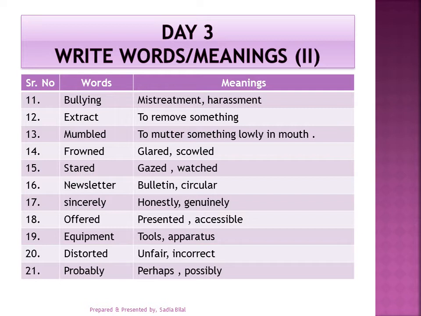Frowned. Frowned means to glare at someone or to have a scowl. A scowl means to have wrinkles or fine lines on your forehead when you are staring at someone else angrily. Glared also means to look at someone with anger.